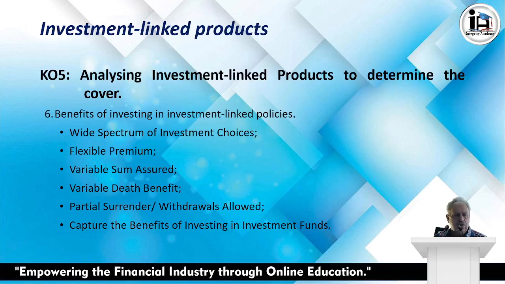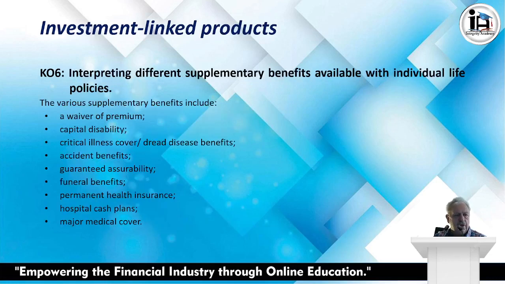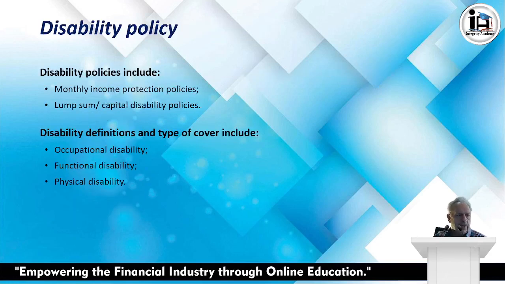Benefits of investing in linked insurance products. There's a wide spectrum of investment choices. You've got flexible premiums, variable sum assureds, variable death benefits, partial surrender, withdrawals are allowed, and you capture the benefit of investing in investment funds. There are various supplementary benefits, which include a waiver of premium benefit, capital disability, critical illness cover, disease benefits, accident benefits, guaranteed assurability, funeral benefits, permanent health insurance, hospital cash plans, and major medical cover. Disability also includes monthly income protection policies and lump sum capital disability policies. Disability definition and types of cover include occupational disability, functional disability, and physical disability.